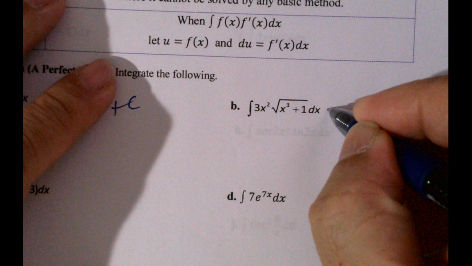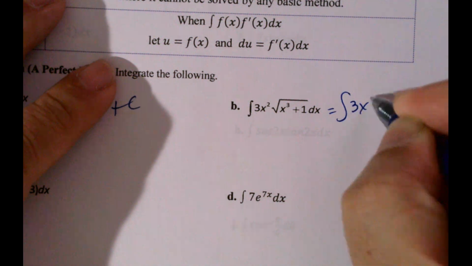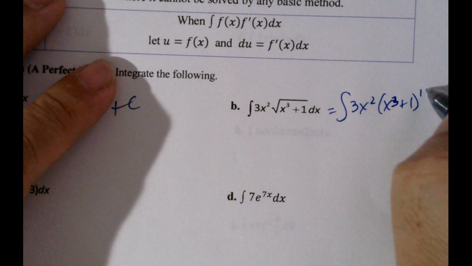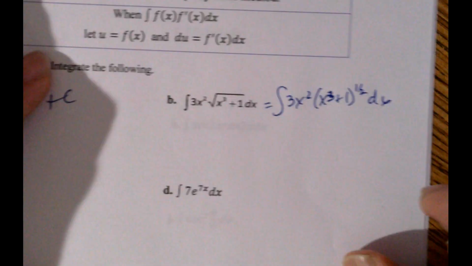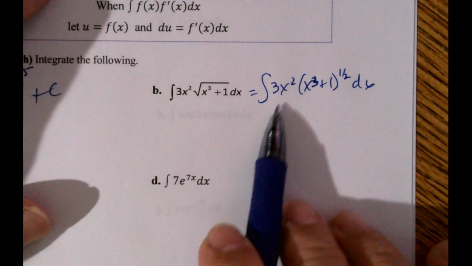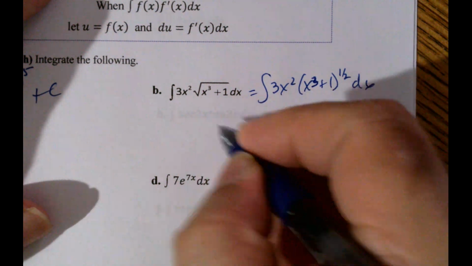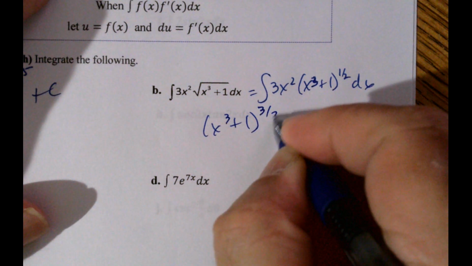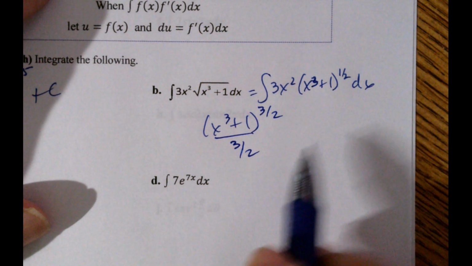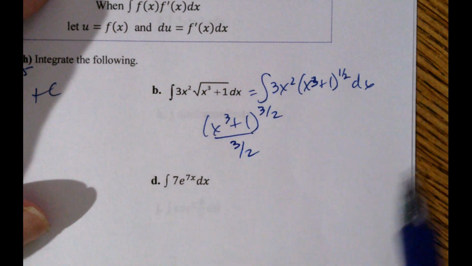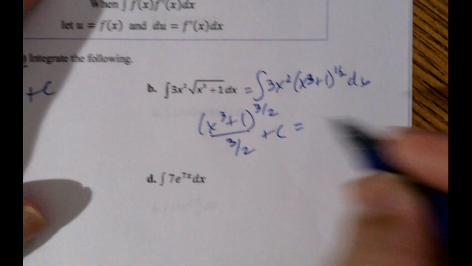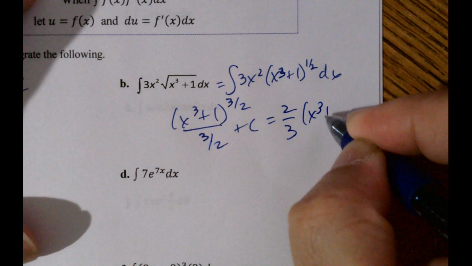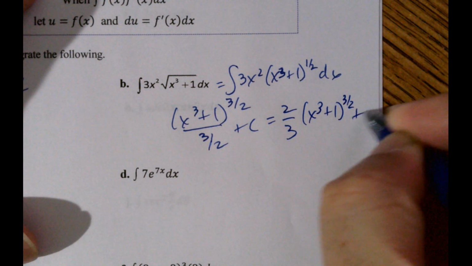But let me do a rewrite first. 3x squared, x cubed plus 1 to the 1/2 dx. So now I can do regular power rule and absorb the 3x squared. So that's going to be x cubed plus 1 to the positive 3/2 over 3/2. And that 3x squared was absorbed, okay? I'm going to rewrite this better. So it's 2/3 x cubed plus 1 to the 3/2 plus c.